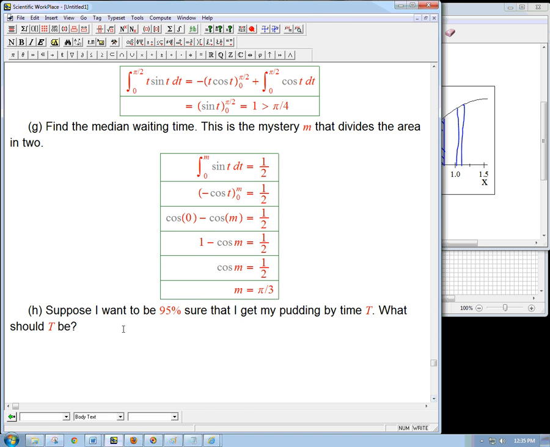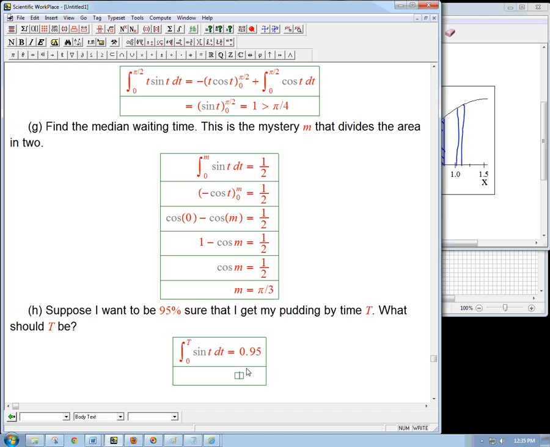One last one, just extending that same kind of idea. Suppose I want to be 95% sure that I get my pudding by a fixed time. Maybe I do have to leave by some time, and I want to make sure that I'm only going to miss the pudding 5% of the time. What should that mystery t be? It's a very similar calculation. It's just going to be the integral from 0 to t of sine t dt. That's the probability, and I want that to be 0.95.